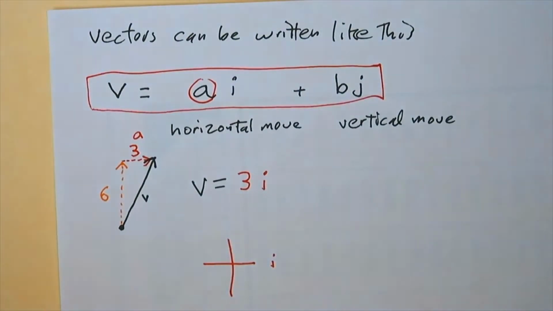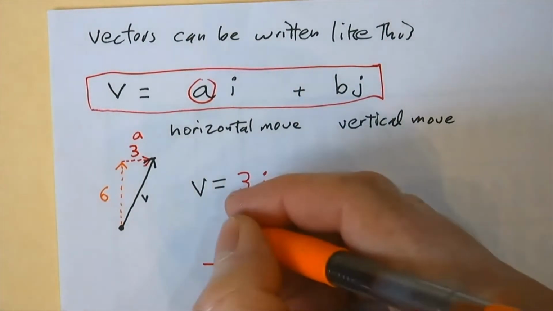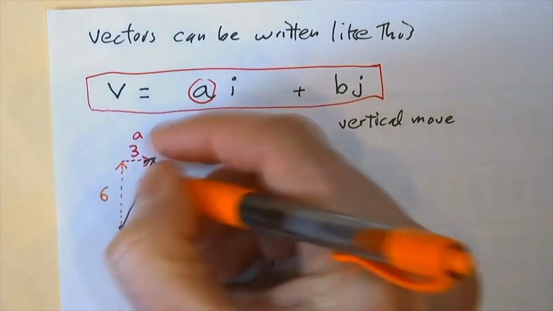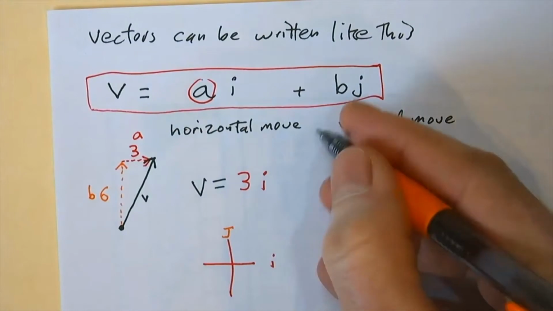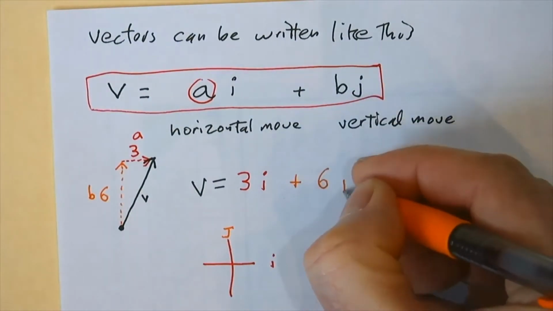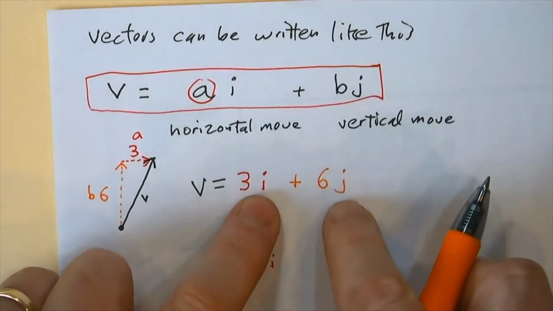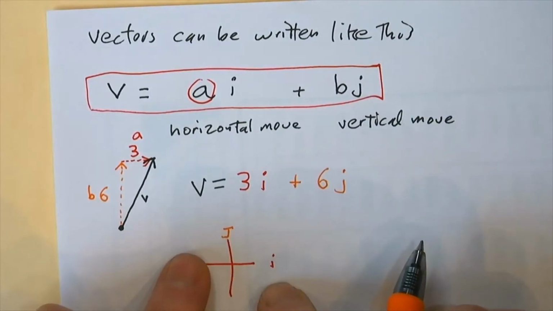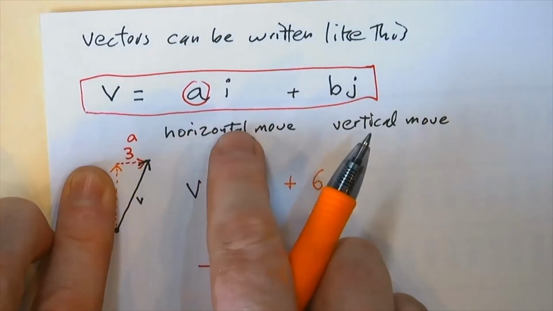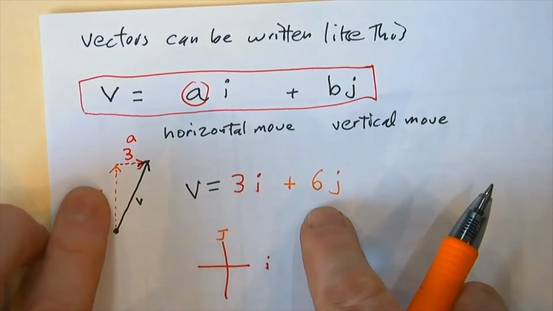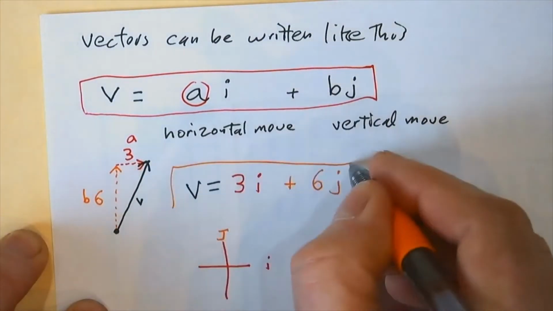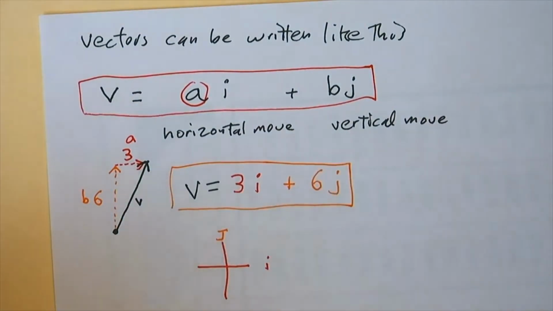And the other part is the j direction. So this one went up 6. This is B. I know it's kind of weird, there's 2 letters. You're going to put 6j. So you always put i and j for the i and j on the graph paper. So you're going to say, well, it went 3 in the i direction, which is the horizontal, and it went 6 in the up and down direction, the vertical. And so this is how you write the vector.